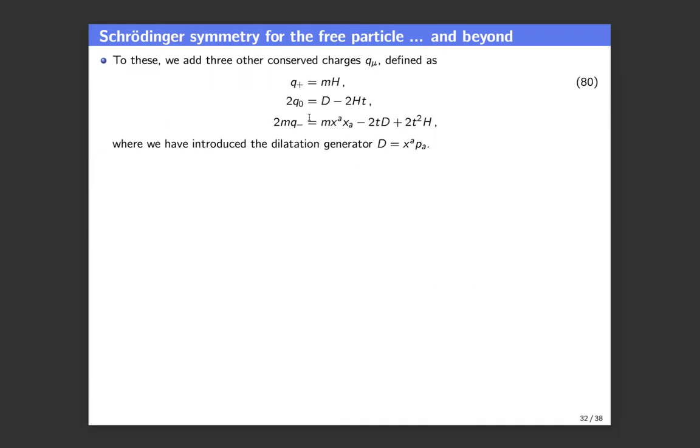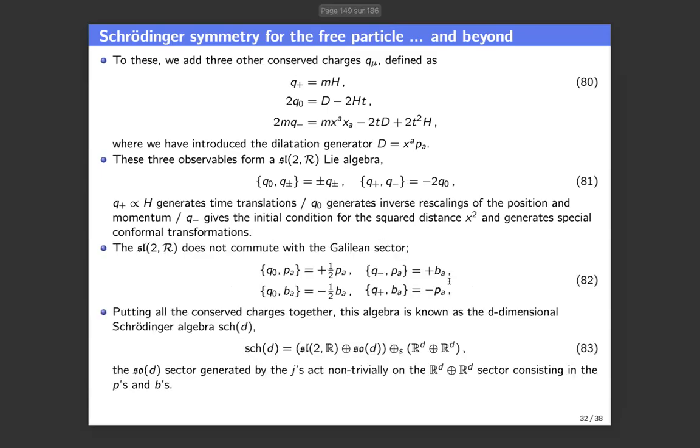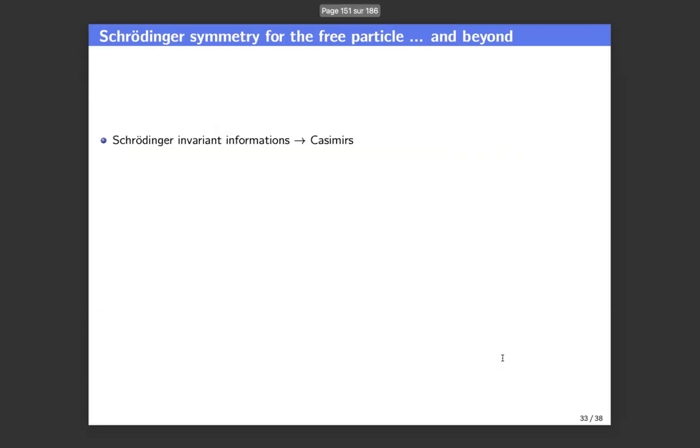And then you have these additional charges, which are exactly the same as I showed you before. This guy forms an SL2R algebra, which is given by this. And at the end of the day, all these guys form the Schrodinger algebra. The main difference is in the factor SO(D). This is a compact rotation, while in gravity, what we obtain is a boost. And this is important for the interpretation.